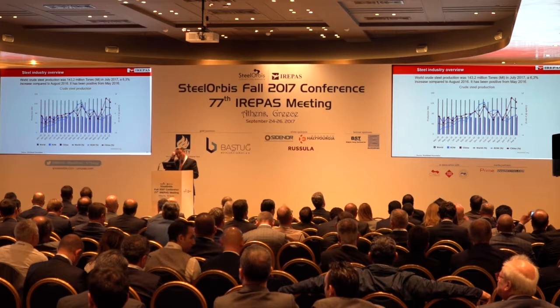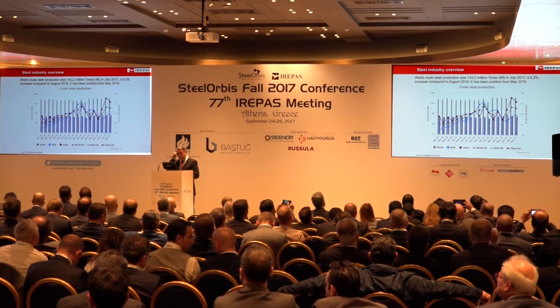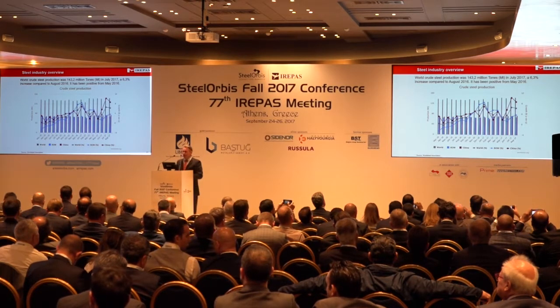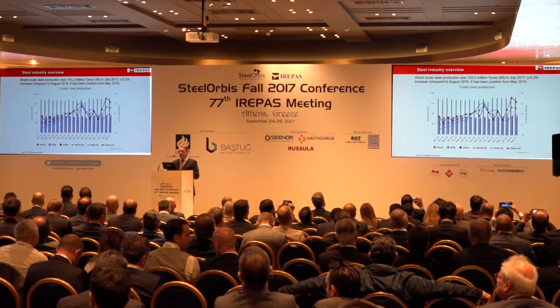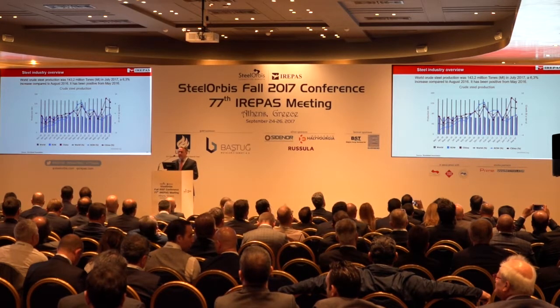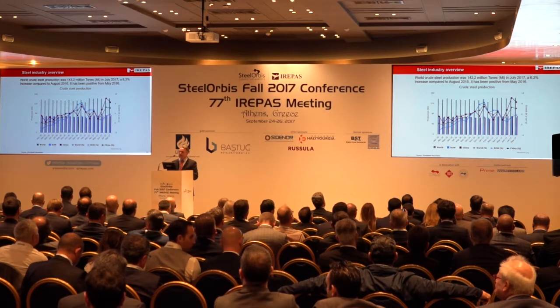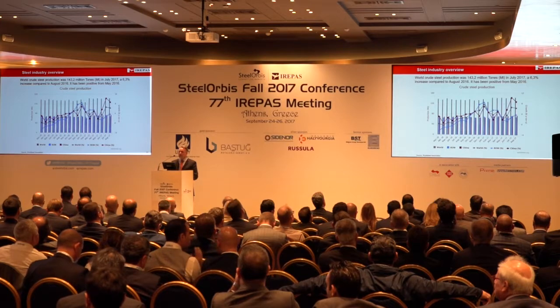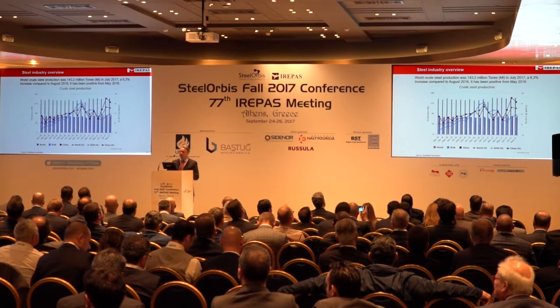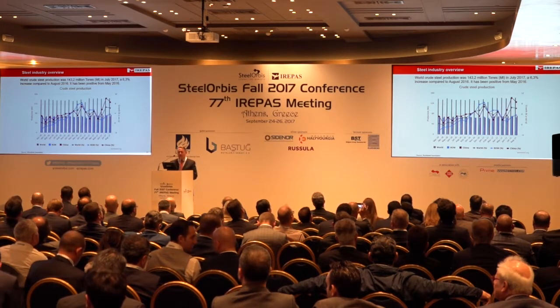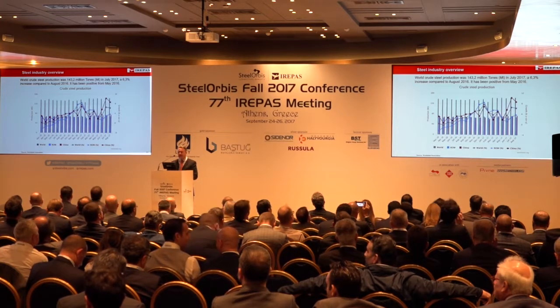And what about the crude steel production? Well, if the steel demand is improving, obviously crude steel production has to increase also. The gray columns that you have on the screen represent the monthly crude steel production of the world. It's split in blue columns and purple columns.